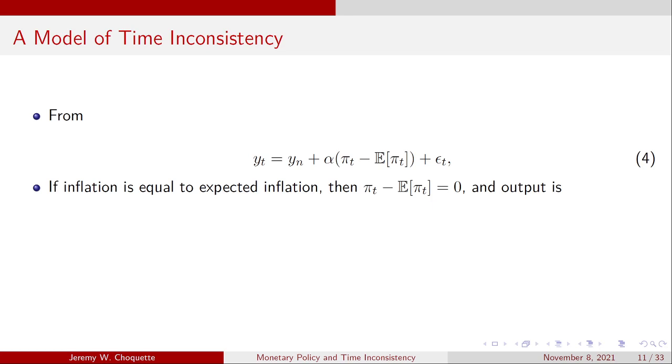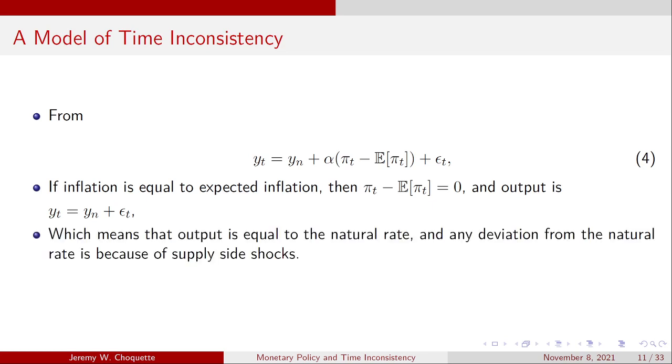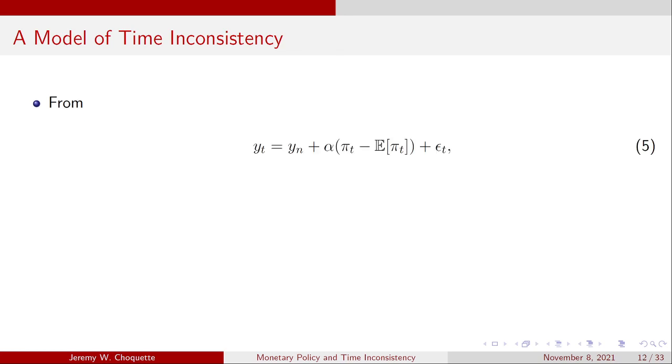If inflation is equal to expected inflation, then inflation minus expected inflation is equal to 0 because they're equal to each other, right? If actual inflation is 2%, expected inflation is 2%, then 2 minus 2 is 0. And output is equal to the natural rate of output, which we'll get to in a second, plus any sort of shocks, which we'll also explain. So output's equal to the natural rate. Any deviation from that natural rate is because of any sort of supply-side shocks. So we're going to learn about this a little bit better via an example.